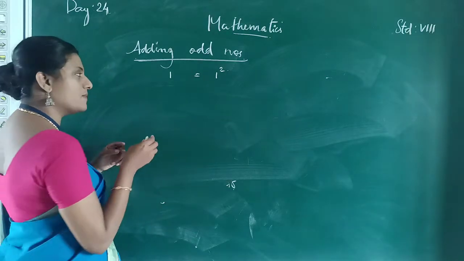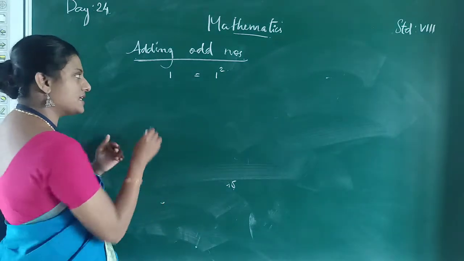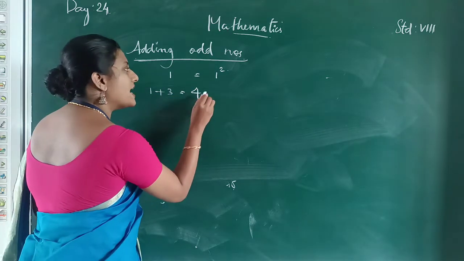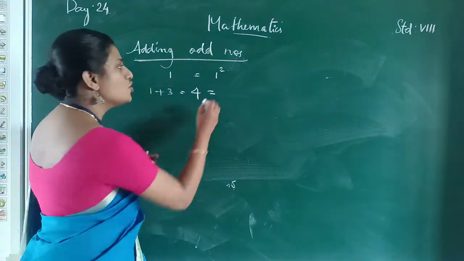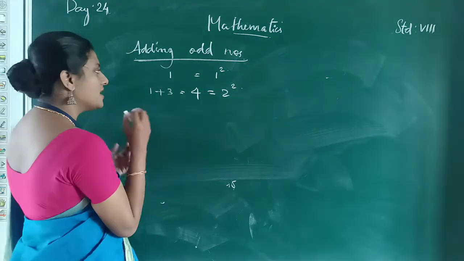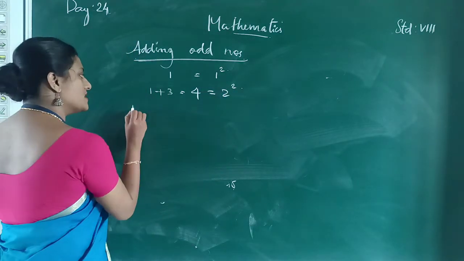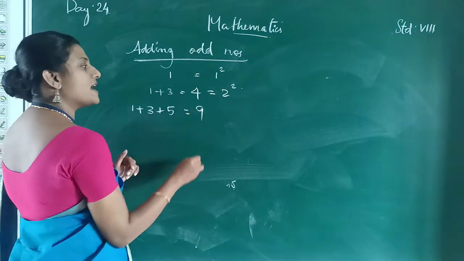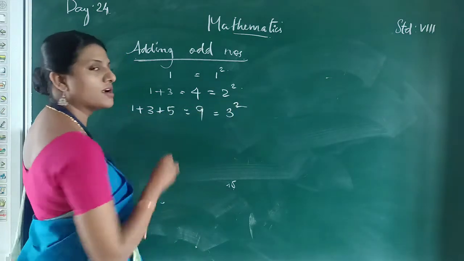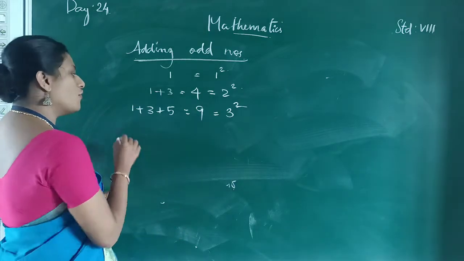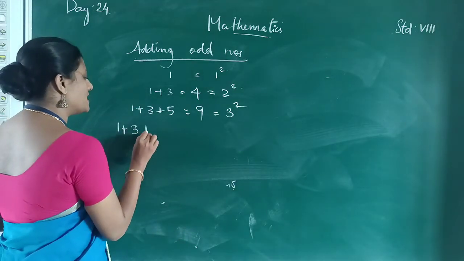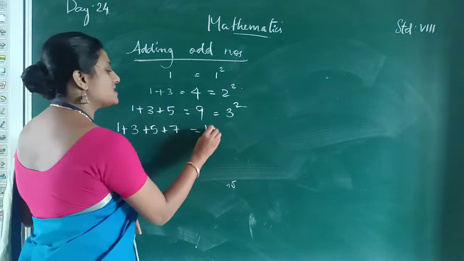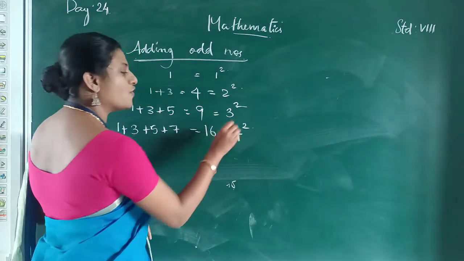Next, take two odd numbers, consecutive odd numbers, that is 1 plus 3 equals 4, and this can be written as 2 square. Okay. Next, take 3 odd numbers, that is 1 plus 3 plus 5. What is the sum? 9, and this can be written as 3 square. Next, 4 odd numbers, that is 1 plus 3 plus 5 plus 7. What is the sum? 16, and it is 4 square.